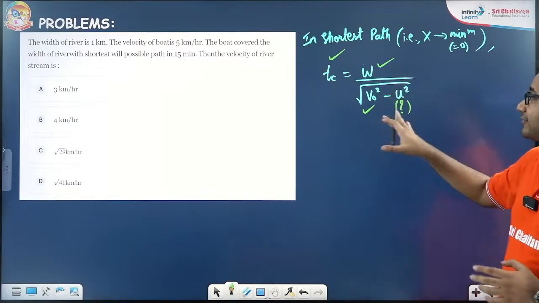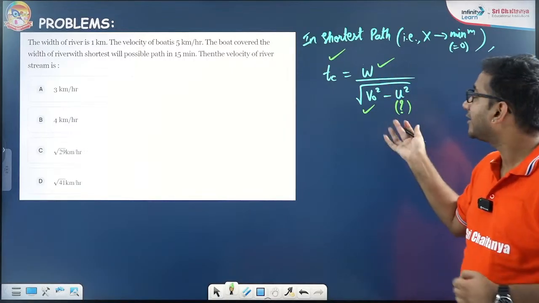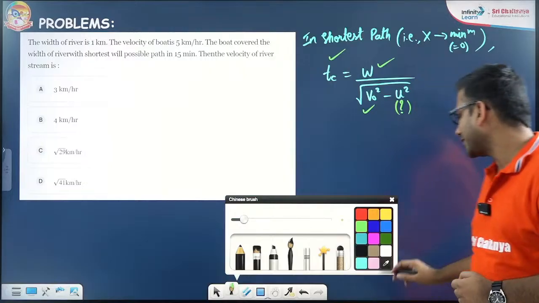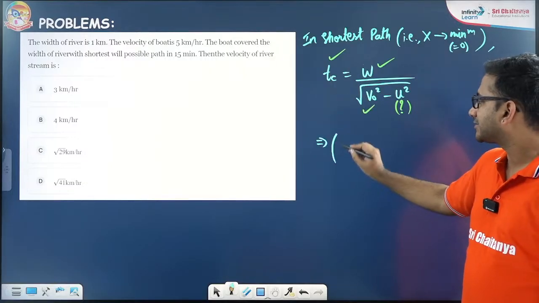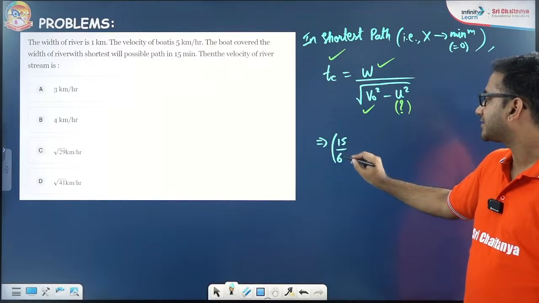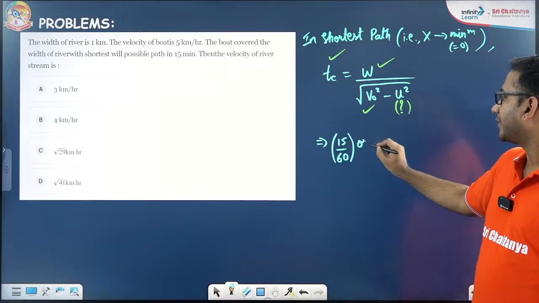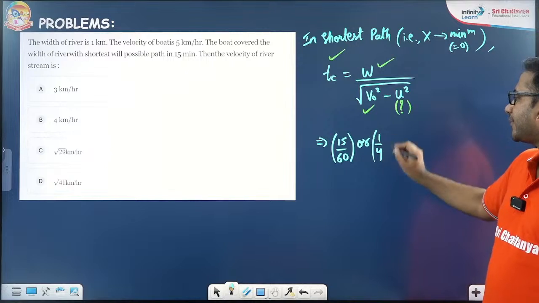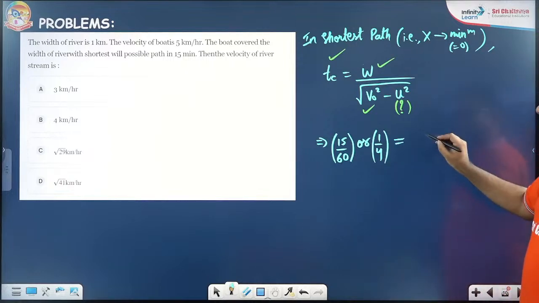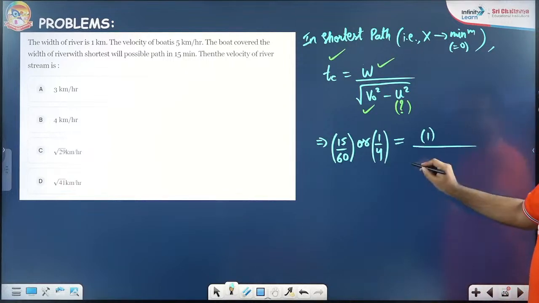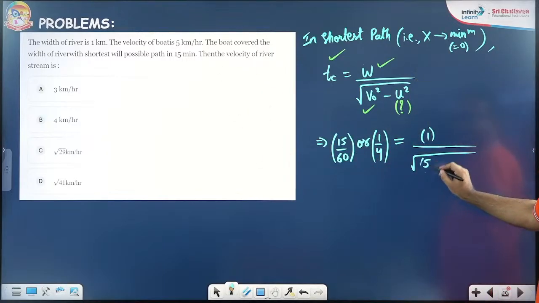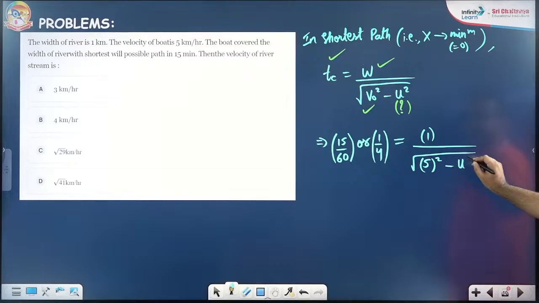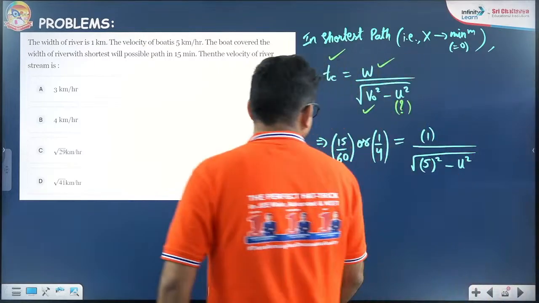So there are 4 parameters and a standard formula. Fit the values of 3 and get the value of the 4th. The time of crossing is 15 minutes, which means 15 by 60 or 1 by 4. W is already 1 kilometer. Under root V naught square, where V naught is 5 kilometer per hour, so 5 square minus U square. Obviously you are capable of solving it ahead.